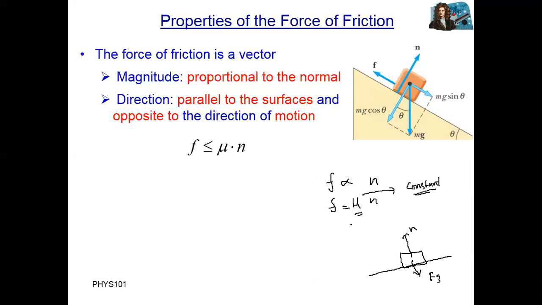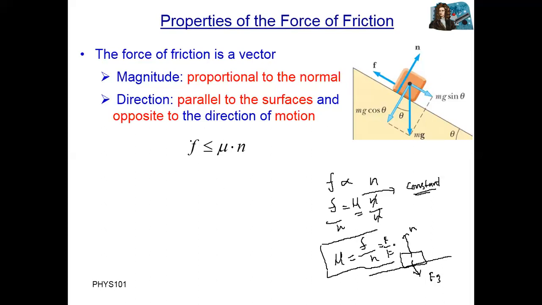If we divide both sides by N, N is also a force, and friction force is also a force, so they cancel, and we have mu equal to F divided by N. N is equal to mg, the gravitational force, normal force, reactive force. Both are forces, so the coefficient of friction is unitless. There is no unit for the coefficient of friction.